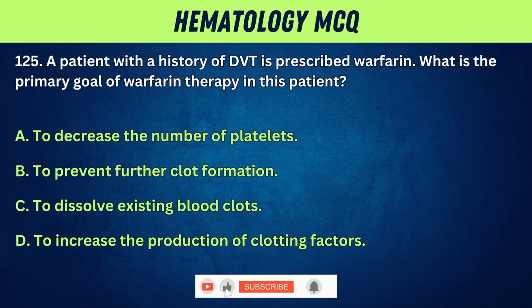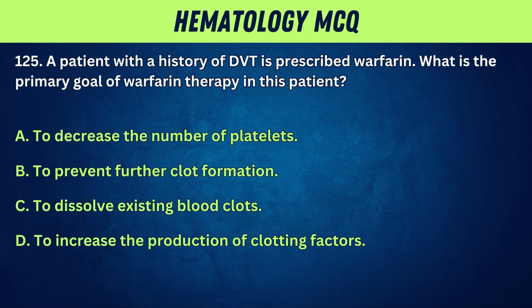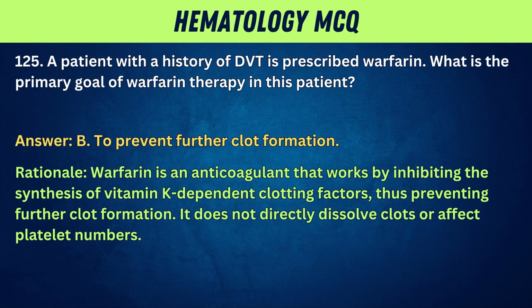125. A patient with a history of DVT is prescribed warfarin. What is the primary goal of warfarin therapy in this patient? A. To decrease the number of platelets. B. To prevent further clot formation. C. To dissolve existing blood clots. D. To increase the production of clotting factors. Answer: B. To prevent further clot formation.